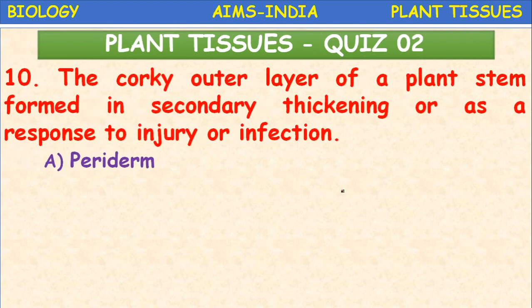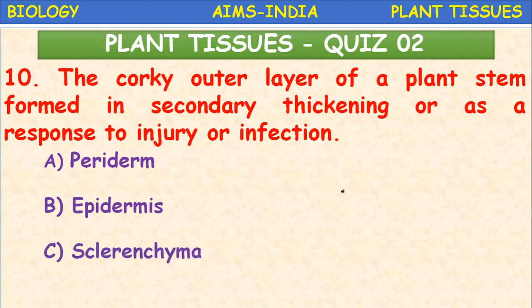Next question. The corky outer layer of a plant stem formed in secondary thickening or as the response to injury or infection is periderm, epidermis, sclerenchyma, and parenchyma. What is this? Nothing but periderm. Periderm is a thick layer, protective layer. So when the corky outer layer of a plant stem is formed as a secondary thickening, on woody stems you can find this periderm. Okay.